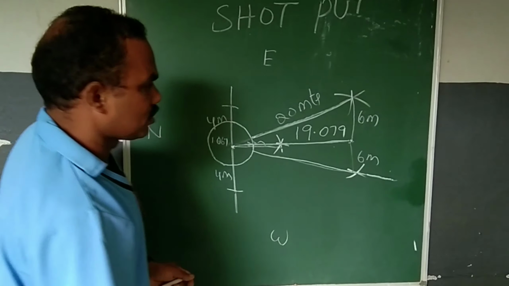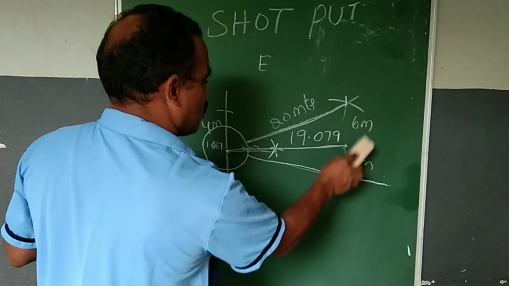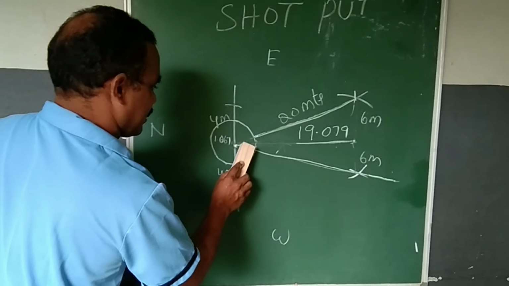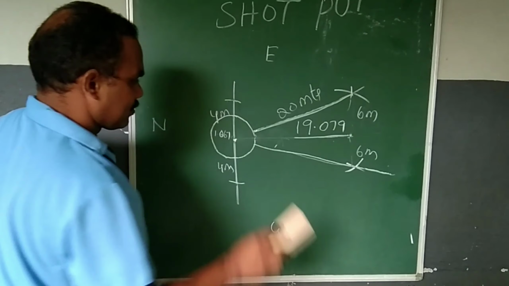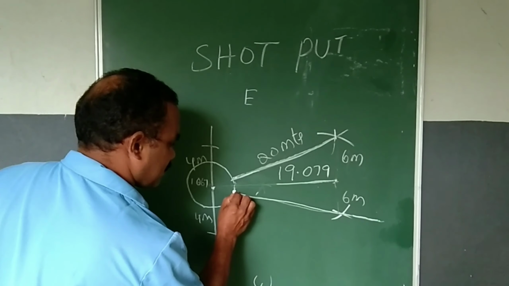Afterwards we have to rub these lines. This one is given only for arc purpose, so you can rub all these lines. Now we got the correct sector from these lines.